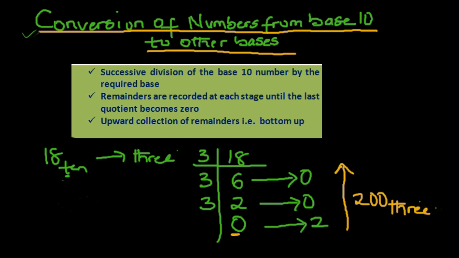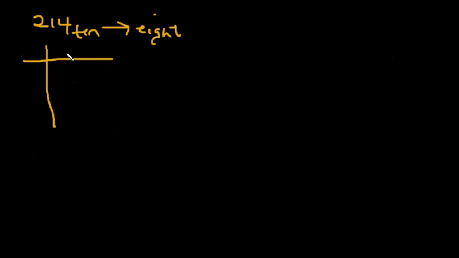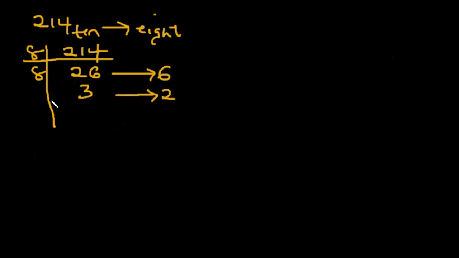Let's have another example. We have 214 base 10. Let's change it to a number in base 8. So I have something like this. 214, I'm dividing it by 8. So, how many 8 can I get in 214? I have 26, remaining 6. 8 here, I have 3, remaining 2, because 8 times 3 is 24.